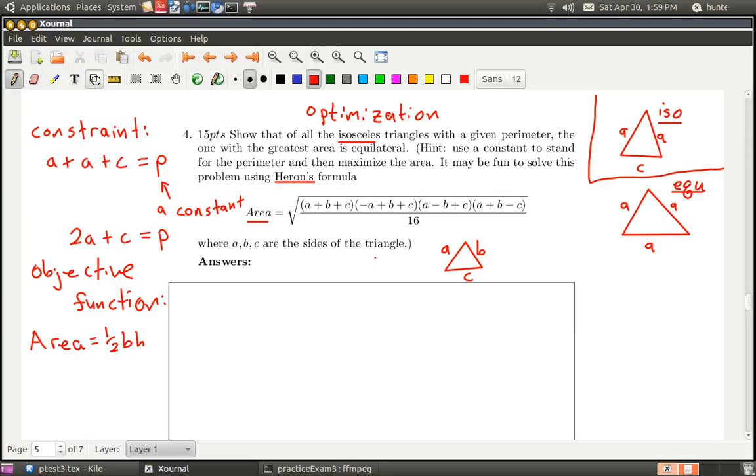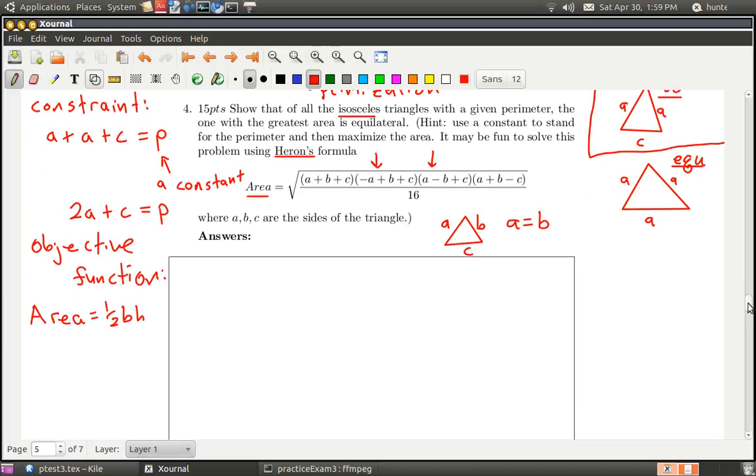It's going to be especially great for us because since we're using an isosceles triangle, we have A equals B. And so what is that going to do? That means these two terms in the middle, where we have negative A plus B and this one where we have A minus B, those are both going to just reduce down to C, right? Because A minus B is going to be 0 since they're the same. So maybe I should go ahead and let's write that out, okay?